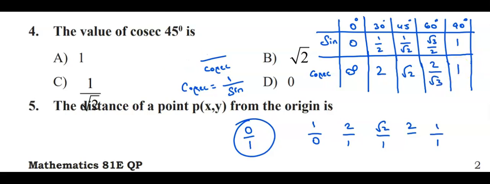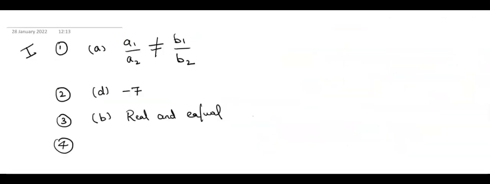According to this question, what was the question? The value of cosecant 45 degree. As we can see here, cosecant 45 degree is root 2. Correct? So what is the final answer? Option B, root 2. Cosecant 45 degree is root 2. So what you should write as the answer? Question number 4. Option B, root 2 is the right answer. Now we have to solve question number 5.